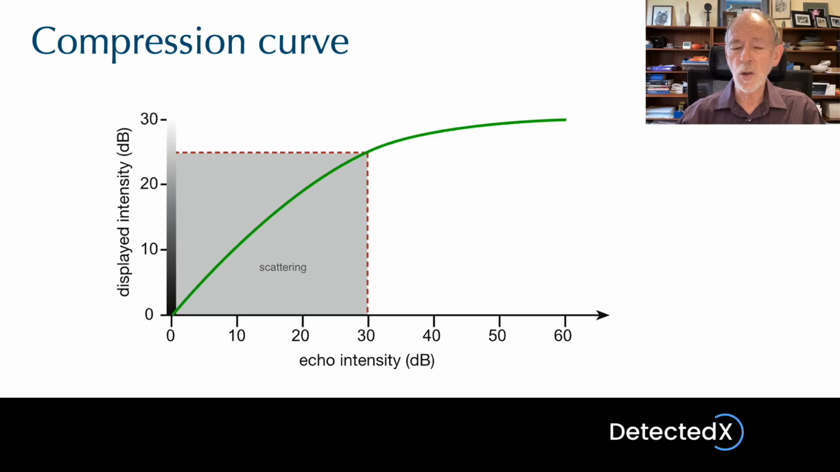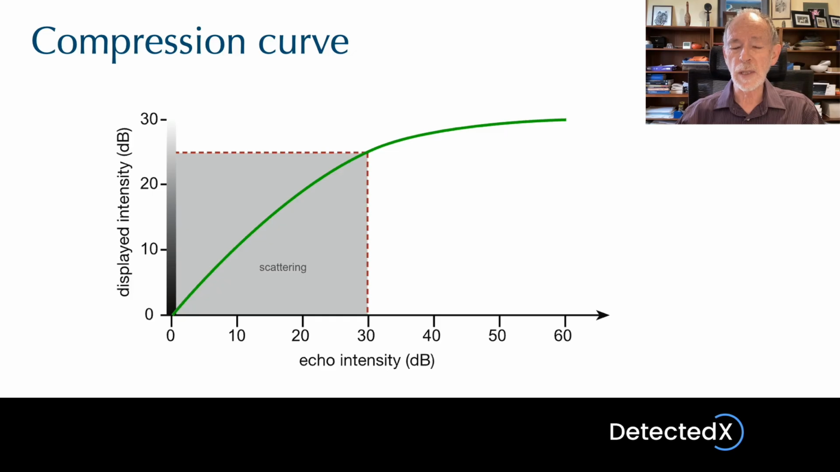This means that all of the strong echoes, from 30 decibels up to 60 decibels, are going to be squeezed into a narrow range of brightnesses, going from a pale grey to pure white. So all of the strong echoes are going to look quite similar. They're all going to be bright in the image.